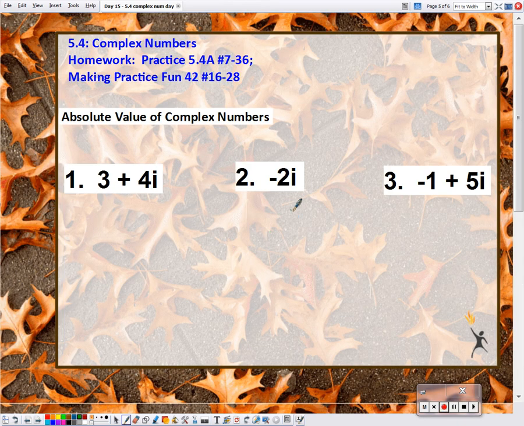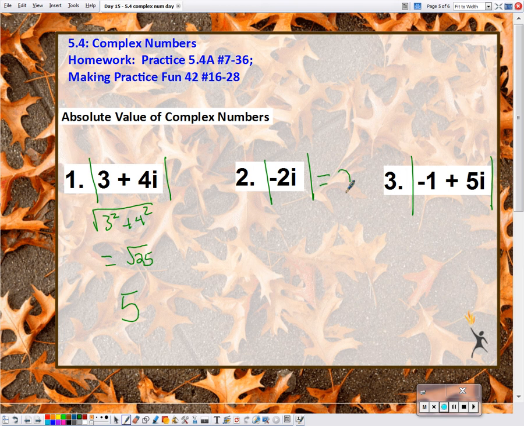Pause the video and real quick find the absolute value of these 3. For number 1, it's going to be the square root of 3 squared plus 4 squared, which is the square root of 25, which is just 5. For number 2, again, because there's no real component, there's just an imaginary component. If I were to graph this, I would just be going down 2. So the distance from the origin is 2.